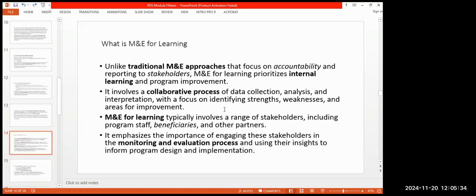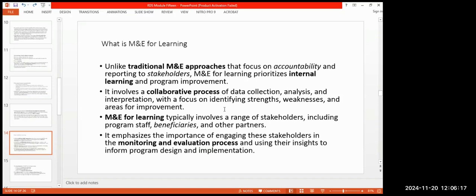So why is M&E important for learning? I think it is a valid question, because learning can take place in our programs at any time. But I think the learning we are interested in here is one that emanates from monitoring and evaluation, because the other things that happen, I think Daniel spoke to that, the other things that happen that we can learn from. But ours here is to focus on monitoring and evaluation.